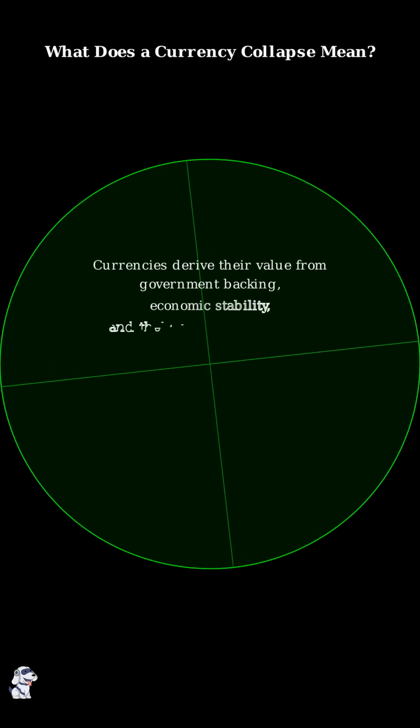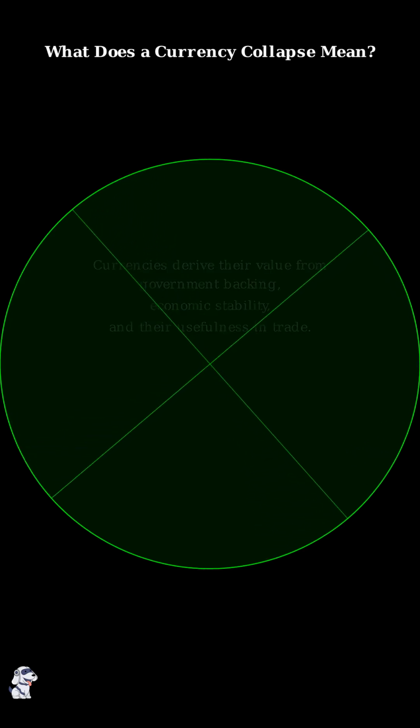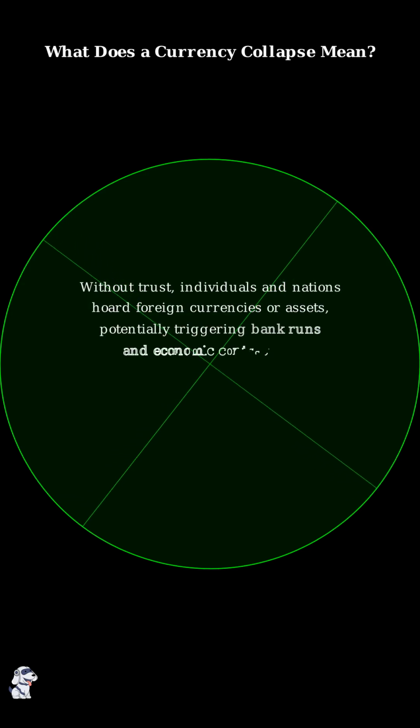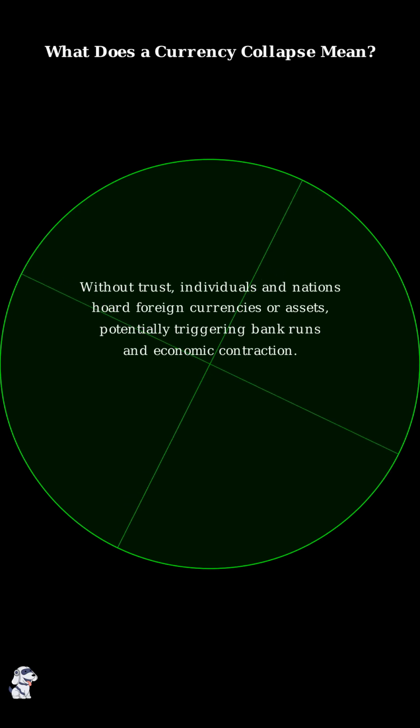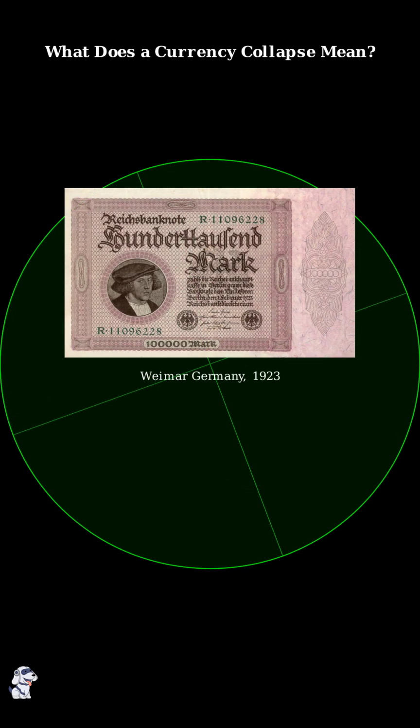Currencies derive their value from government backing, economic stability, and their usefulness in facilitating trade. Without this trust, individuals and nations begin hoarding foreign currencies or assets, which can trigger bank runs and broader economic contraction. Historical examples illustrate this vividly.